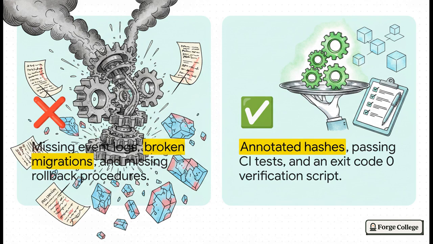A reviewer should never need a treasure map and a magnifying glass to figure out if your code works. A passing build features beautifully annotated hashes and clean passing tests. You're basically handing them the evidence on a silver platter.